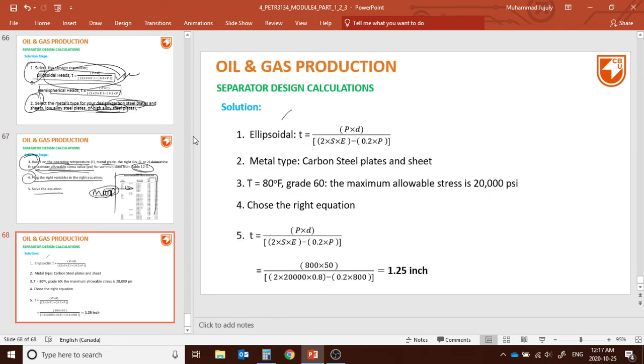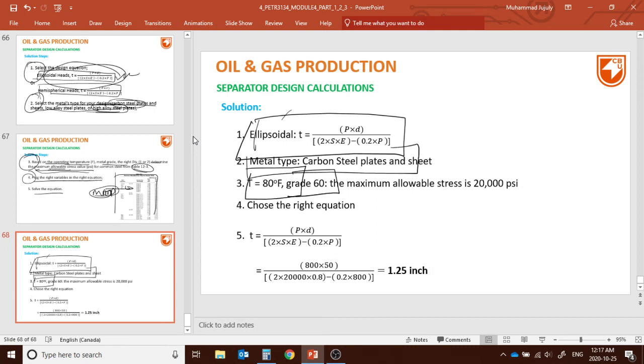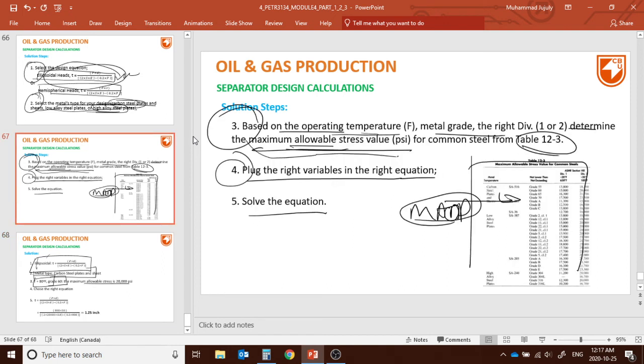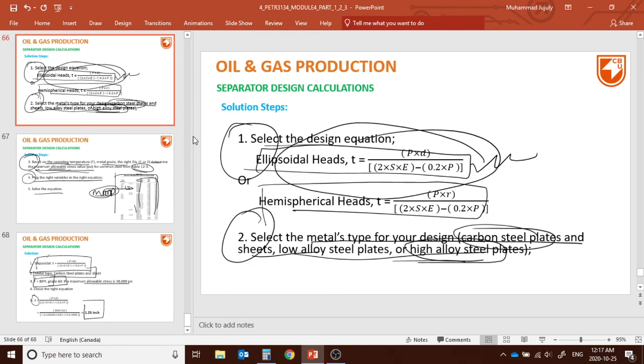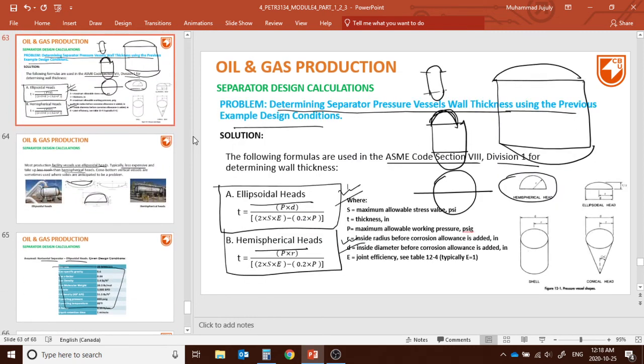So the first step, we know ellipsoidal, material carbon steel, temperature 80°F, grade 60, so the maximum allowable stress would be 20,000 psi. We can calculate this from here. I will upload the table for you. Then we calculate the T, the thickness of the pressure vessel.